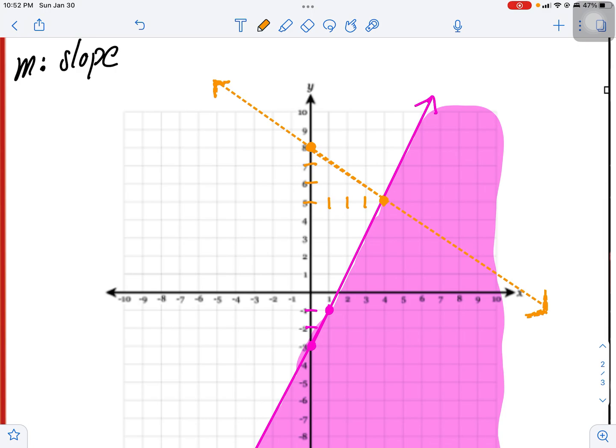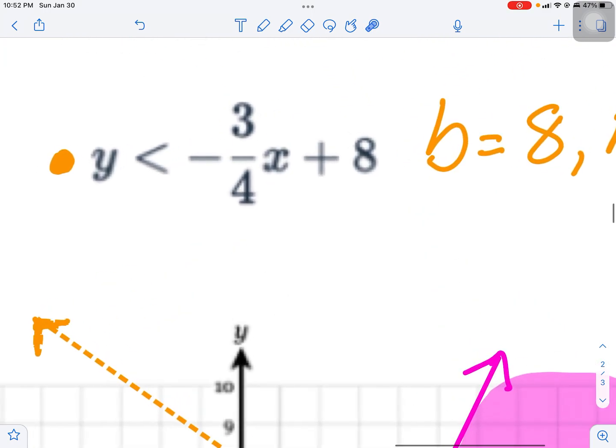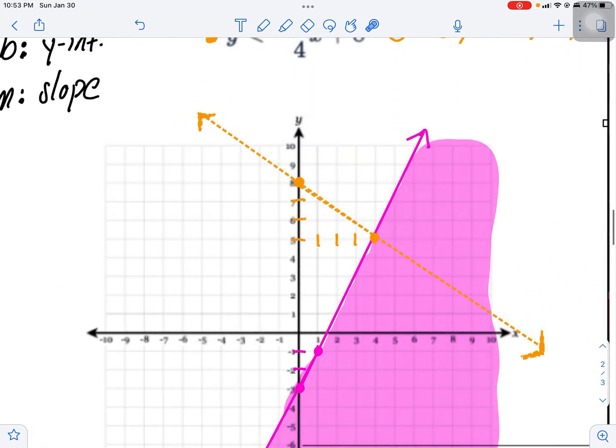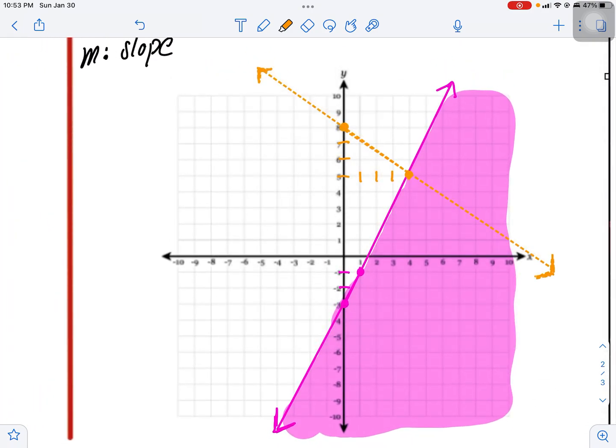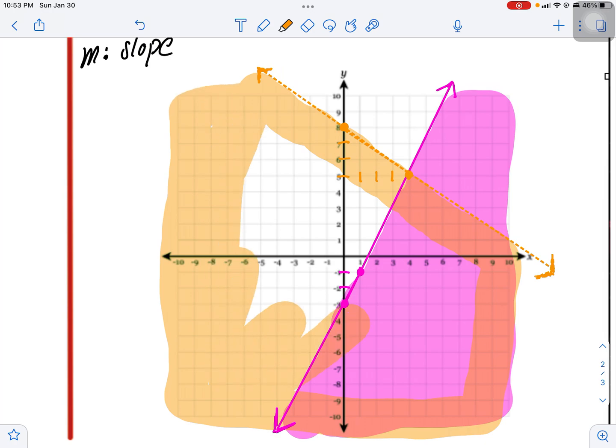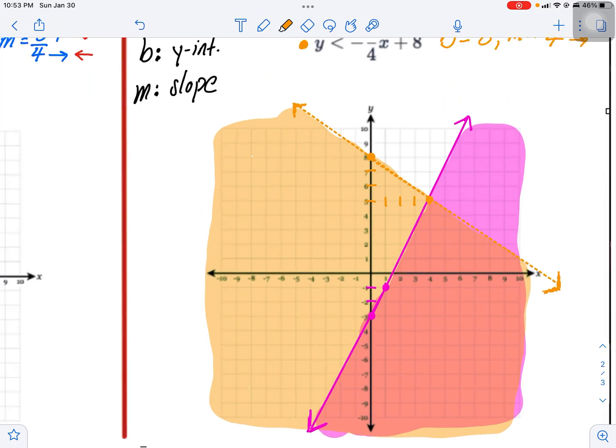Okay, now I have to decide if I'm going to shade up or I'm going to shade down. Well, this says less than. Less than means shade below. So let's switch to orange here. So I'm going to shade below my orange line. So let's see if I can get it here. Okay, that's pretty good. Below my orange line, which goes like this. And I'm shading all the way below here like this. Look at that. There we go. All right.